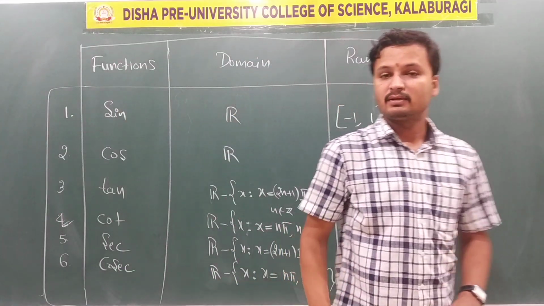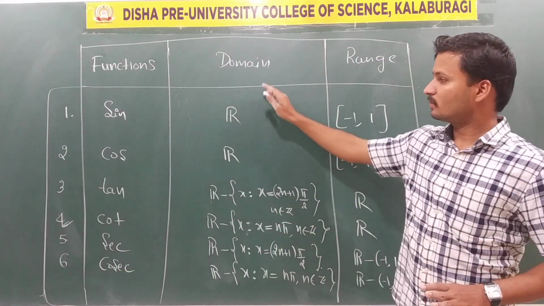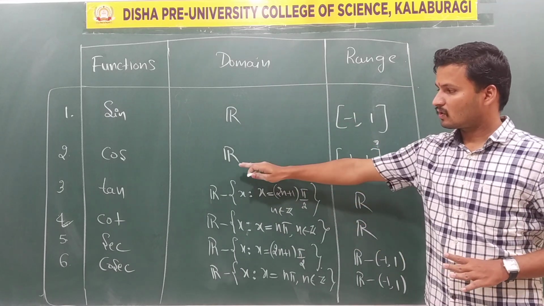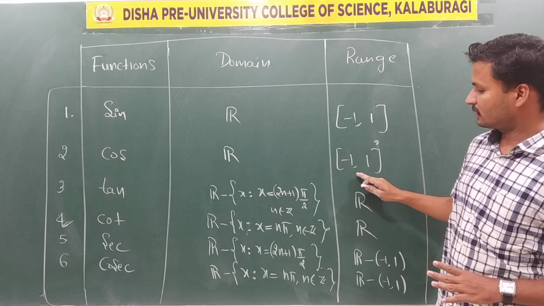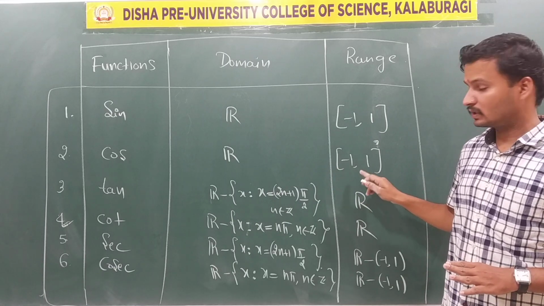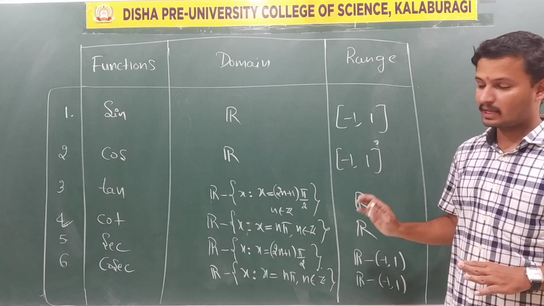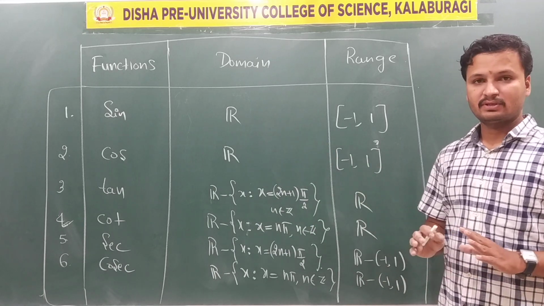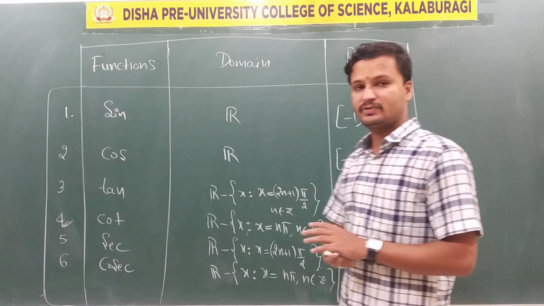The sine function's domain is R and its range is the closed interval −1 to 1, and for cos the range is also the closed interval −1 to 1. Like this. This will help you solve some of the problems also.